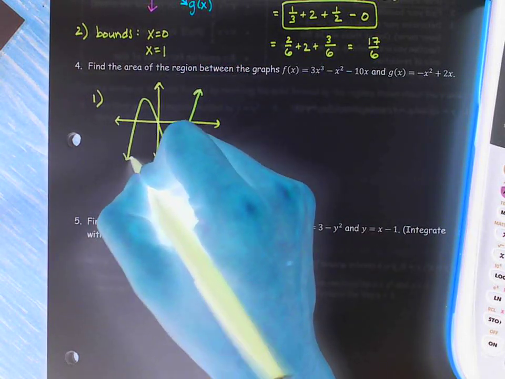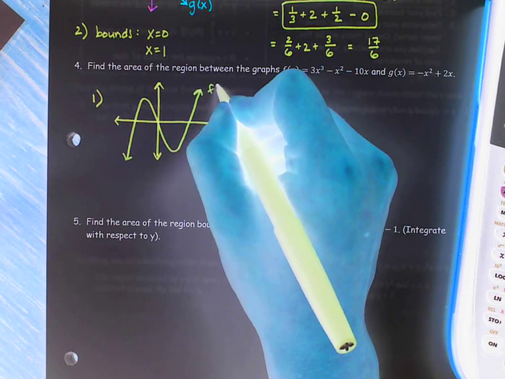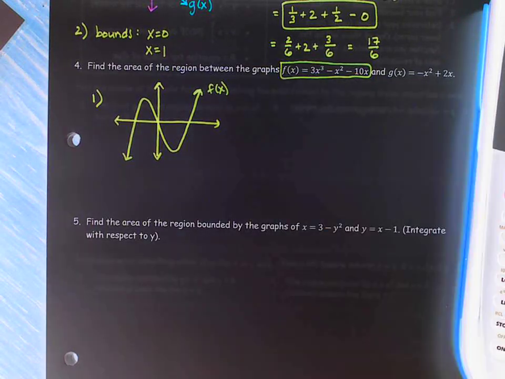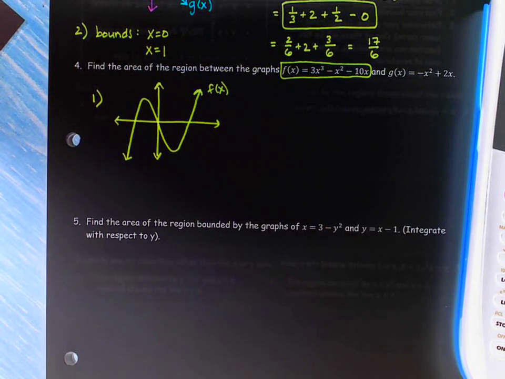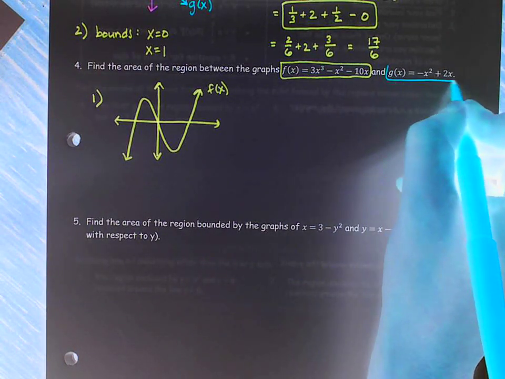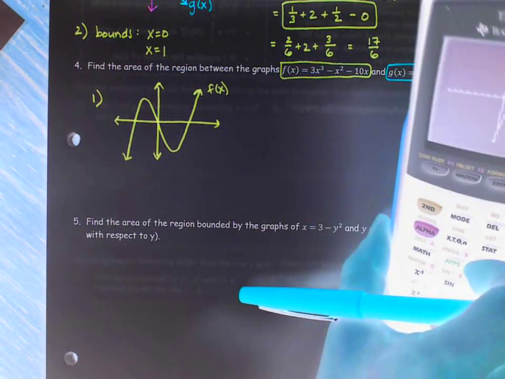So I'm just going to start by drawing it like that, and this is going to be f of x. So again, f of x is in this color. I like that orange, so I'm going to use the orange. So g of x is going to be this color. And it looks like that also goes through 0, 0.